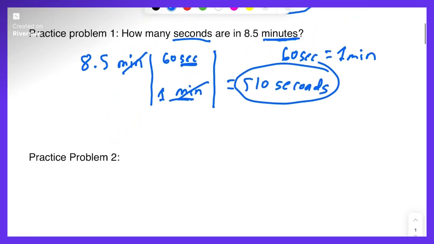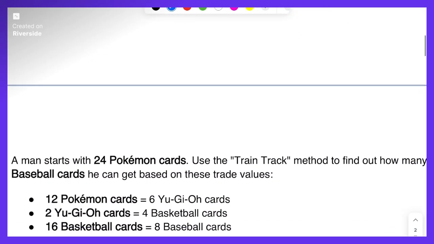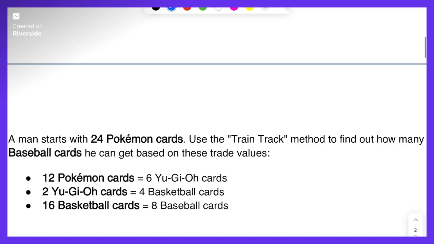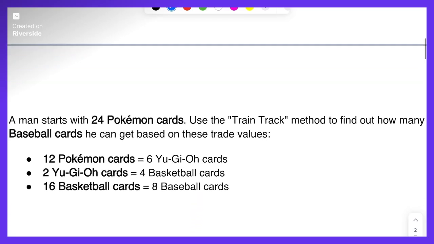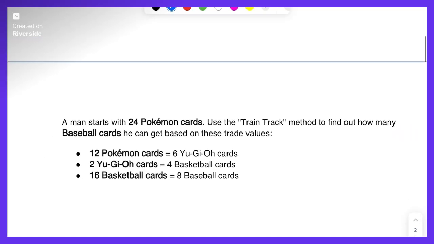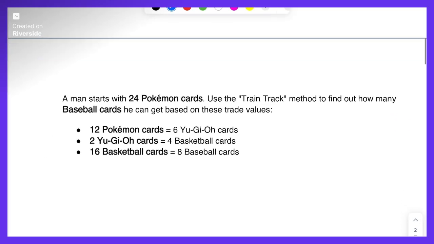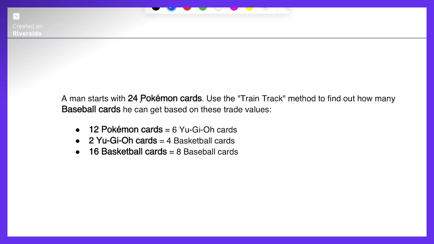Let's go down to another practice problem. So this method is not only useful for our normal unit conversions, but we can also use it for other maybe real life situations. So this problem, we're starting off with 24 Pokemon cards, and we're going to use the train track method to find out how many baseball cards this man can trade. Well, let's just write down what we know. We know we have 24 Pokemon cards.